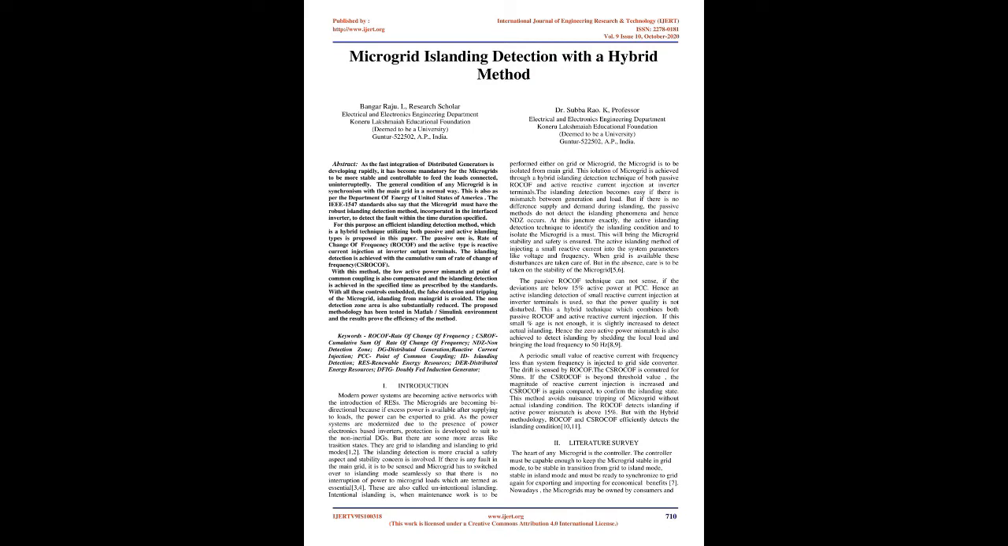With all these controls embedded, false detection and tripping of the microgrid, islanding from the main grid, is avoided. The non-detection zone area is also substantially reduced. The proposed methodology has been tested in the MATLAB/Simulink environment and the results prove the efficiency of the method.